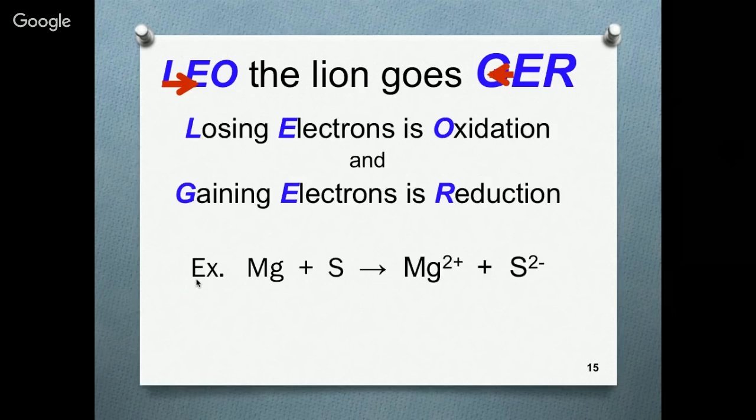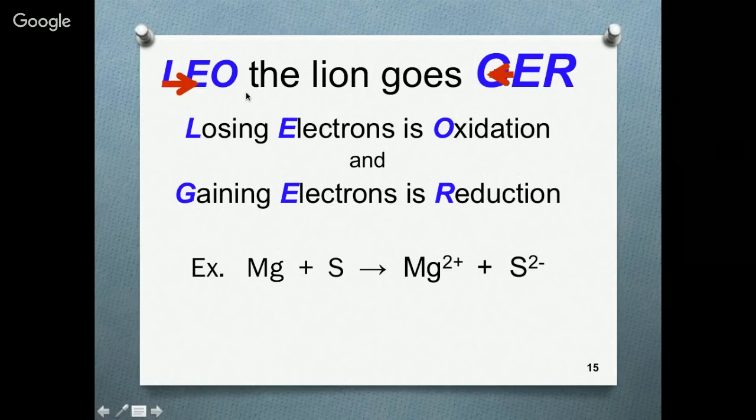Leo the lion goes grr. What does that stand for? When you lose electrons, it's oxidation, and when you gain electrons, it's reduction. So just using the acronym will at least give you the definition of what the word means. Oxidation is losing electrons, reduction is gaining electrons.